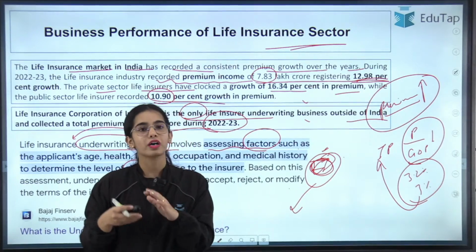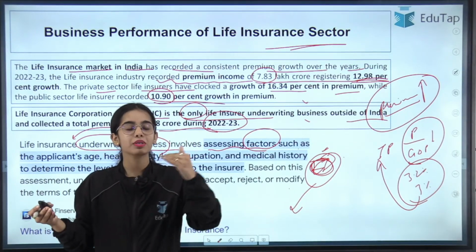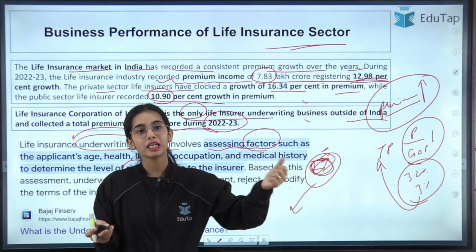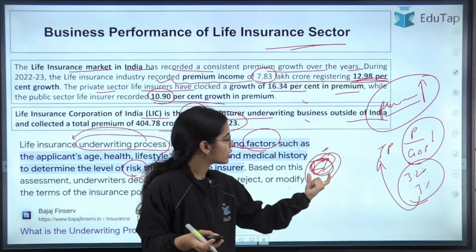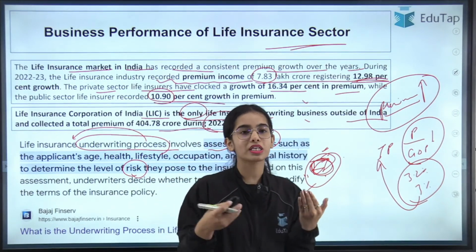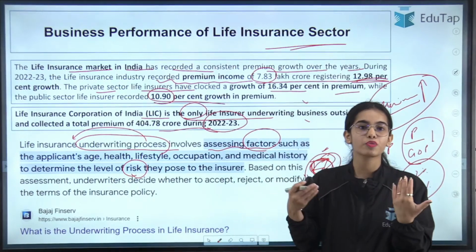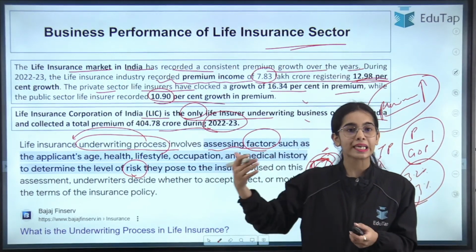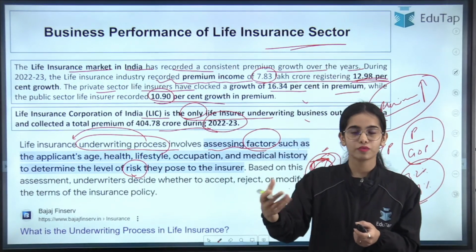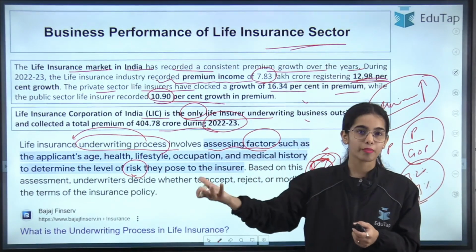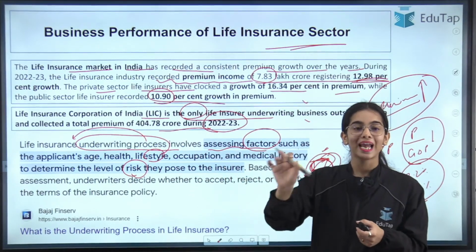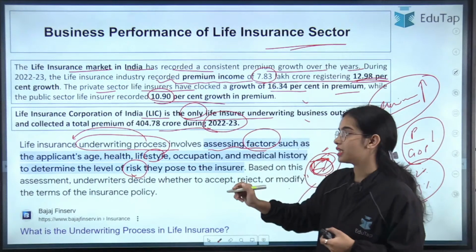Or if there is no health disease, that means they will not have to pay any health premiums or any claims. So my risk will be seen: what is the age, what is the health history, what is the medical history, what is the occupation. If I am working in a hazardous industry, that means it is more risky for the person, and a claim might be made. So lifestyle, occupation, all of these things are looked at, and then the risk is calculated by the underwriter.